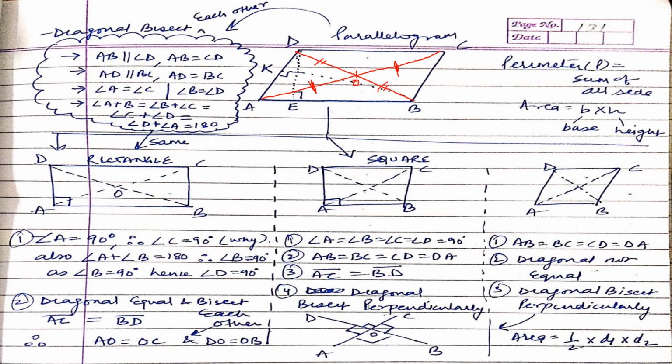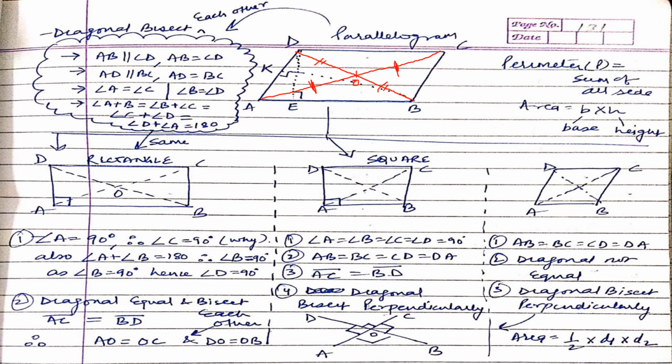These many properties will be followed exactly by our children: rectangle, square and rhombus. Apart from these properties, they have some extra also. But they have all these properties of the parallelogram, that is for sure.